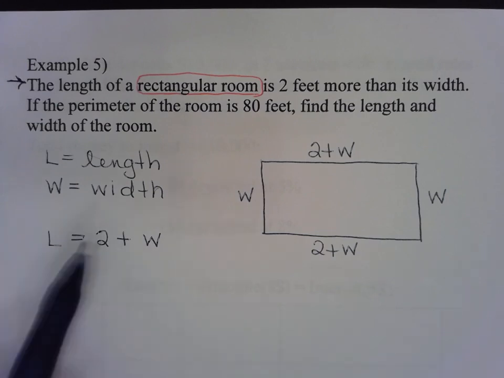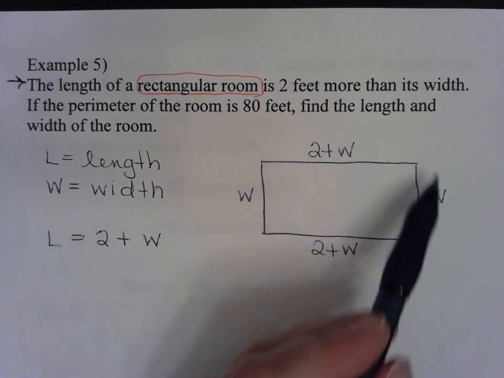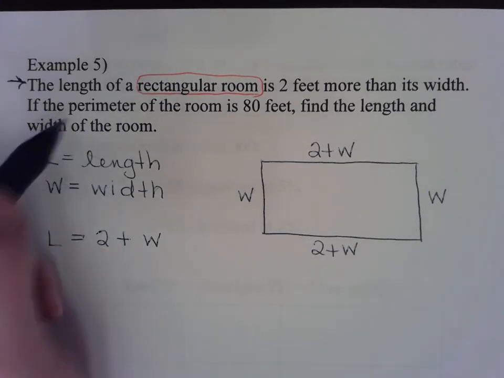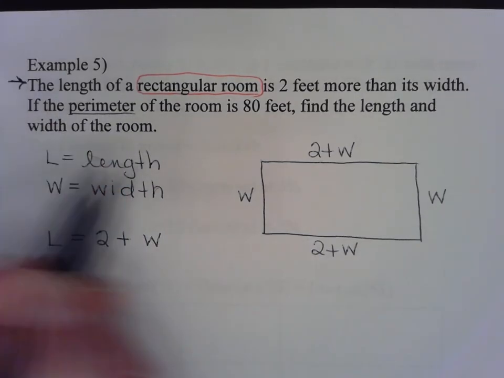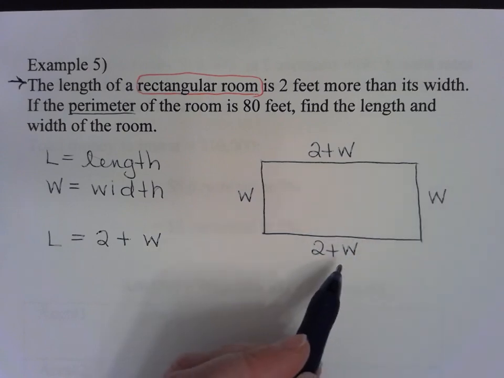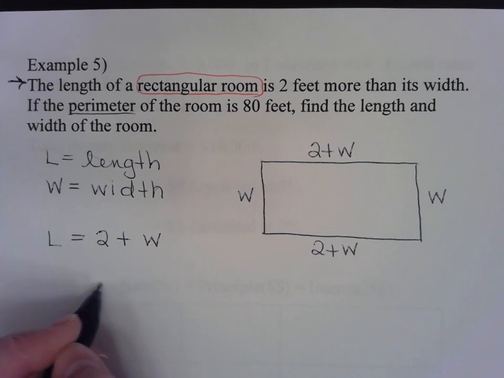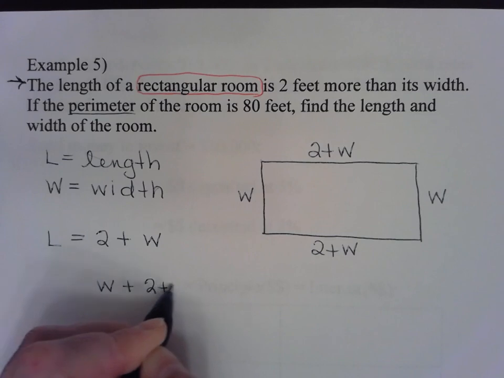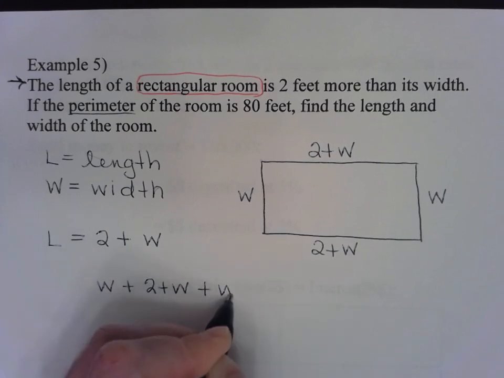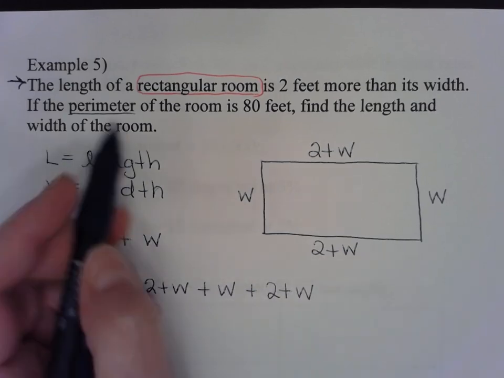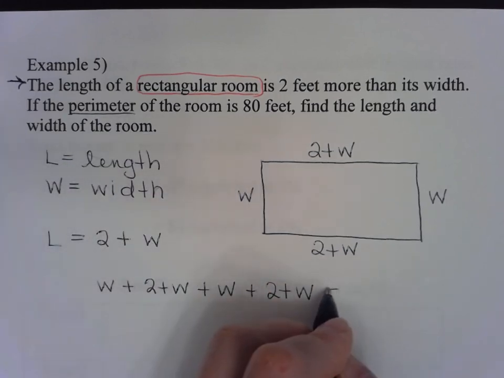Okay, so I've used that first sentence to get myself to the point where I can just use one variable, which remember we said we were going to do. The idea of perimeter is kind of like a fence where we add up the lengths of all the sides. So let's do that. We can just do that based on what we've drawn here. So we have the width plus 2 plus W plus the width again, plus 2 plus W, and that should be equal to the perimeter, which we're told is 80 feet.